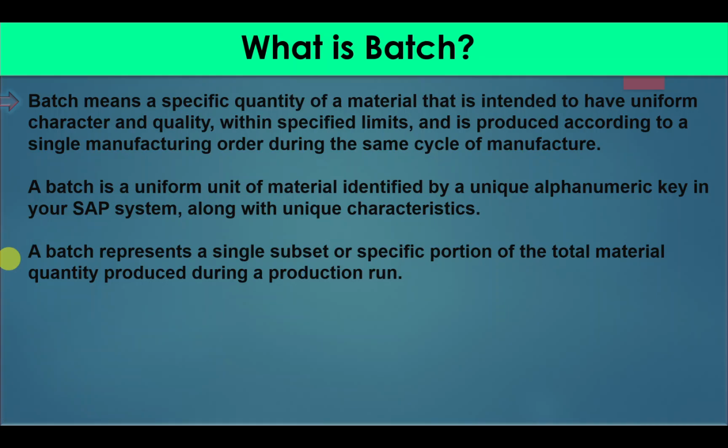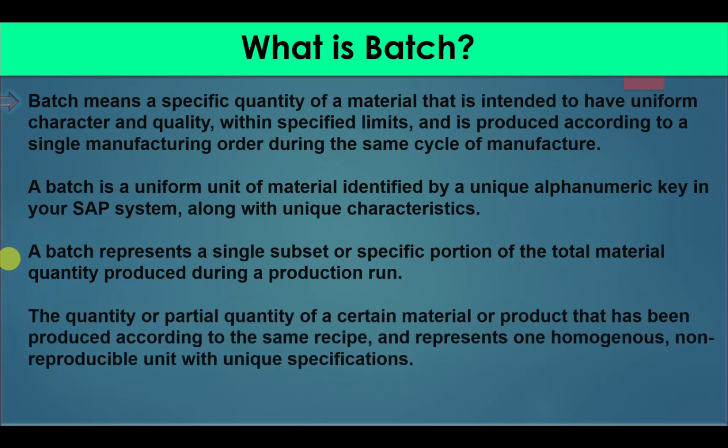So we already know a batch: in one run during a certain time with the same characteristics, if we produce material of the same quality with a certain proportion of raw materials, then it becomes one batch. So the quantity or a proportional quantity of a certain material or product that has been produced according to the same recipe and represents one homogeneous, non-reproducible unit with unique specification, that is nothing but a batch. So these are a few definitions of a batch.